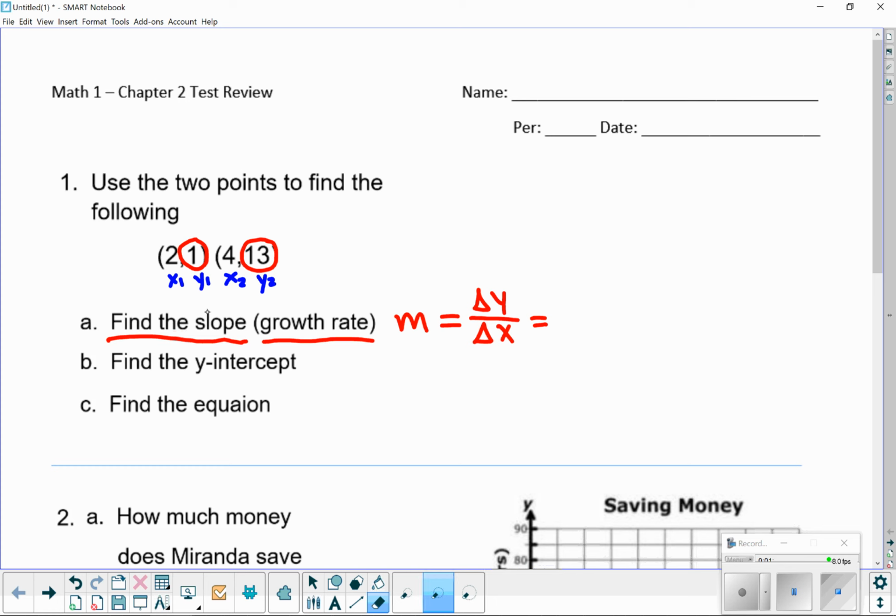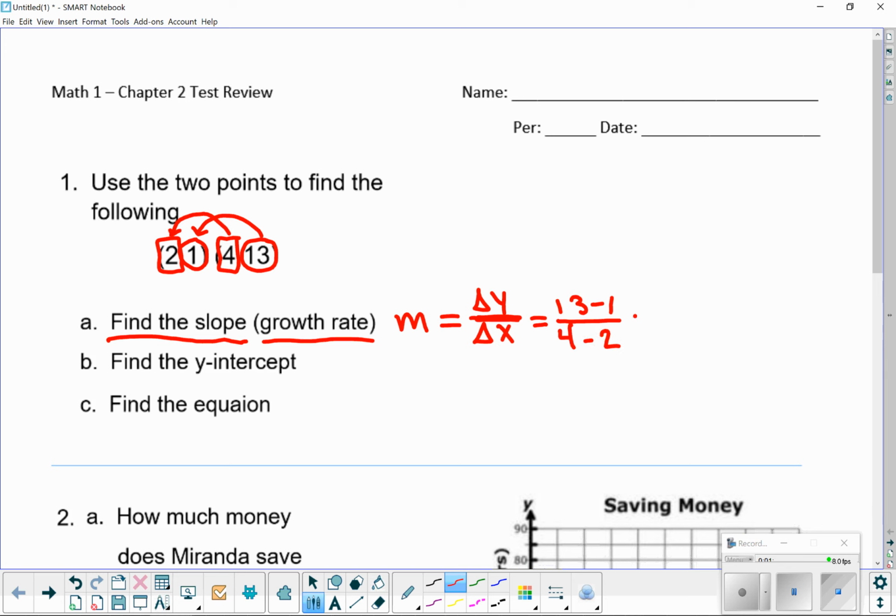When we do the subtraction of the y's, you can do it from any point you want. You can go from the back to the front or the front to the back. It doesn't matter, but I'm going to start with the back to the front. In this case, we're going to go 13 minus 1, and you can see why it's easier that way. Then we divide that by the change in x. You look at your x values, the 4 and the 2, and going back to front, we do 4 take away 2.